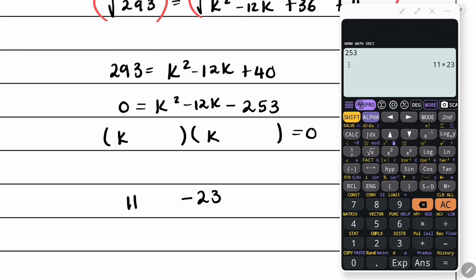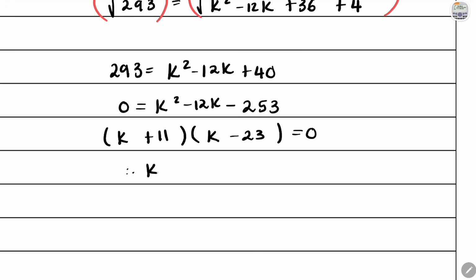You should make this negative, the bigger factor. So if you say negative 23 plus 11, you do indeed get negative 12. So we can see that those are our factors: plus 11, minus 23. Therefore, k is either equal to negative 11 or k is equal to positive 23.